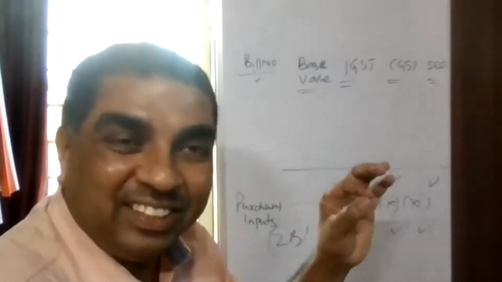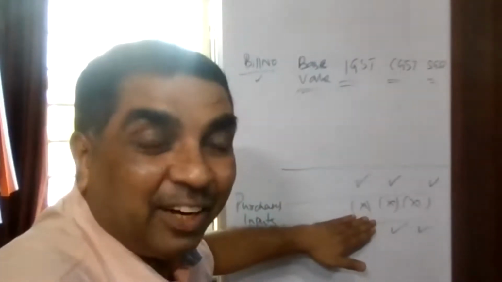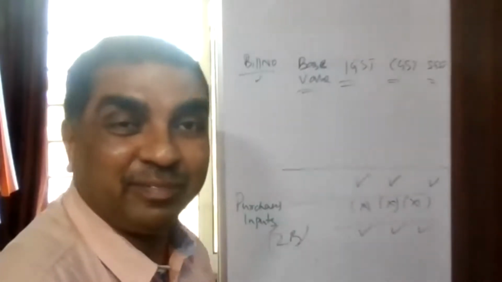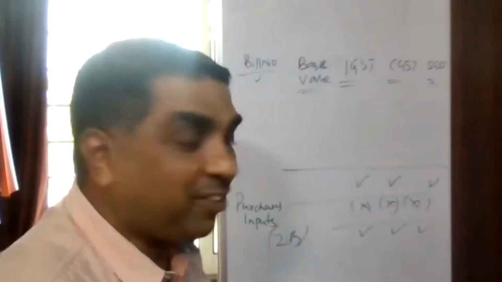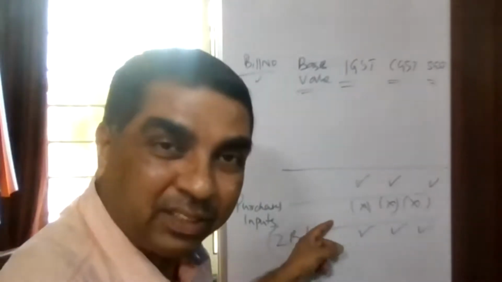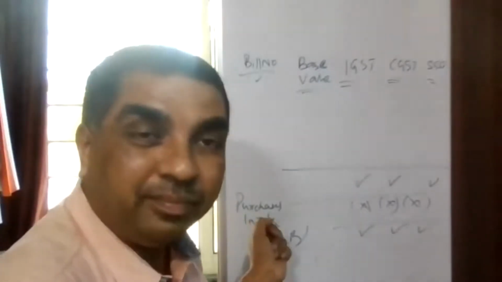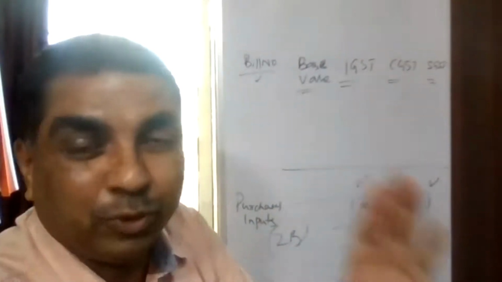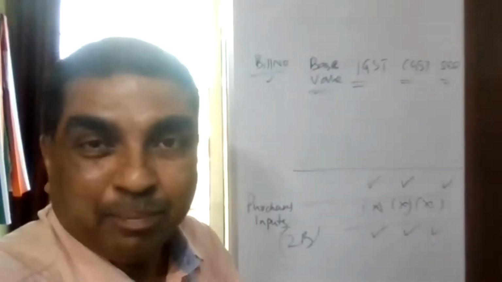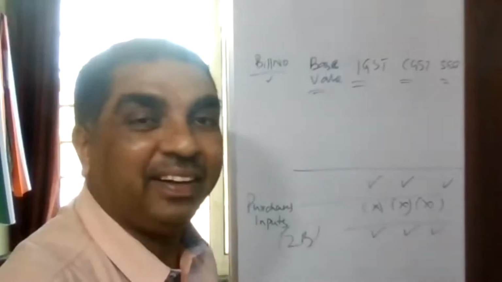So by visiting the GST site, you can find out how much you have purchased and what input credit is available with you. You can cross-check from your accounts: this much you have purchased, and this much input credit is available in GSTR 2B. Don't worry, I will be showing you separately. But just understand the system now. This is how records need to be maintained.